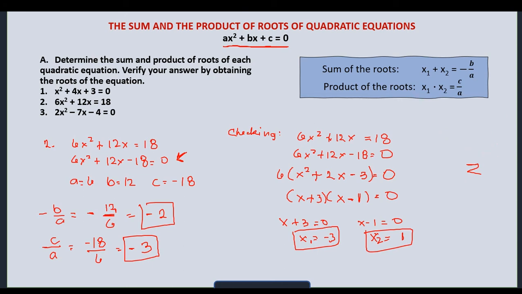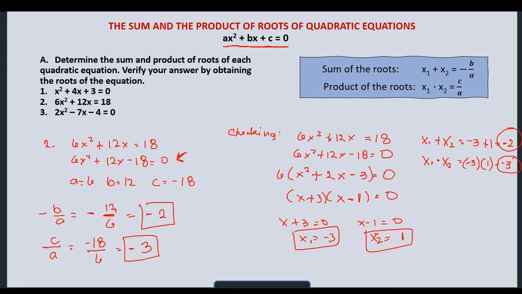Let us now solve for the sum of the roots. For the sum, we have x sub 1 plus x sub 2 is equal to negative 3 plus 1. That is equal to negative 2. And then for the product of the roots, x sub 1 times x sub 2 is equal to negative 3 times positive 1. That is equal to negative 3. So allow me to write this again. Negative 3.